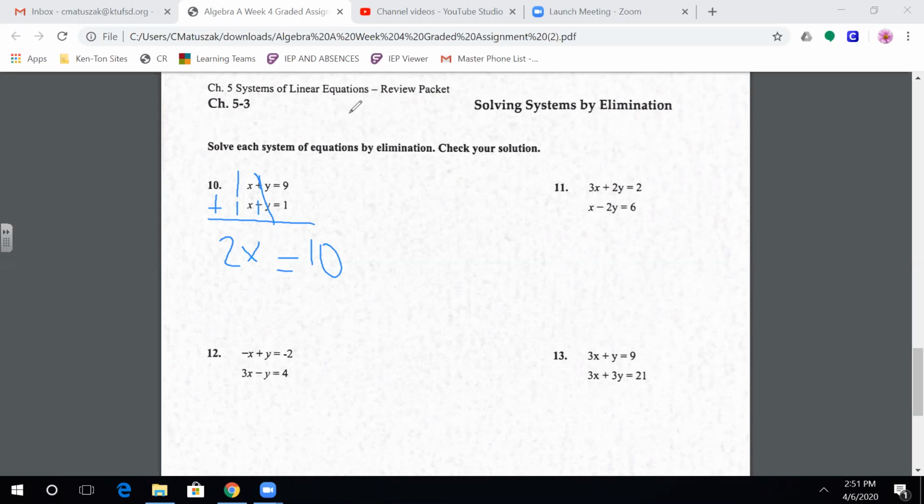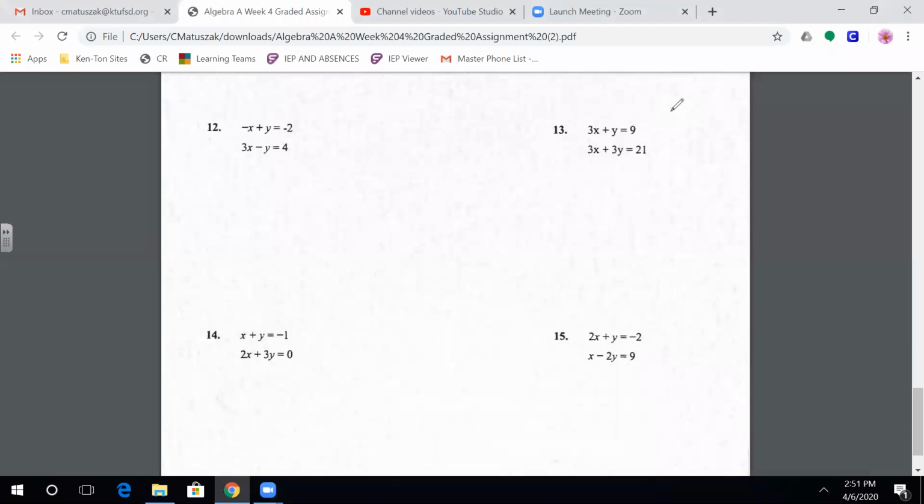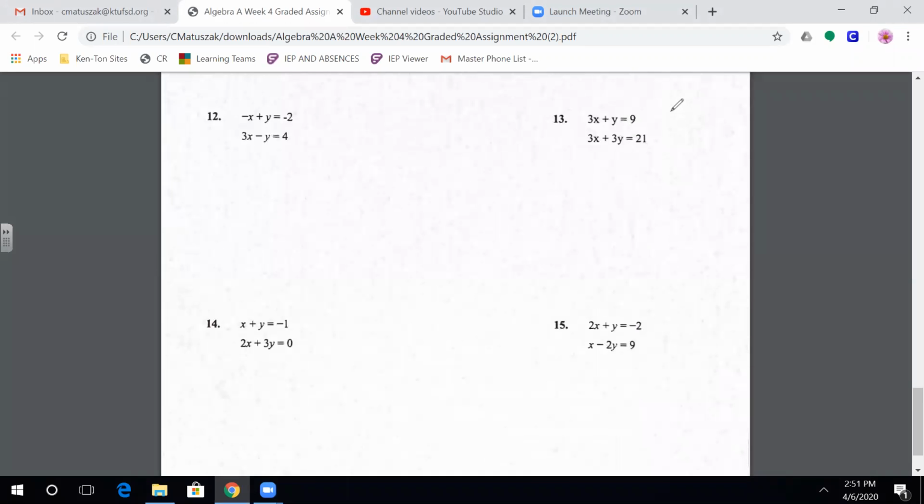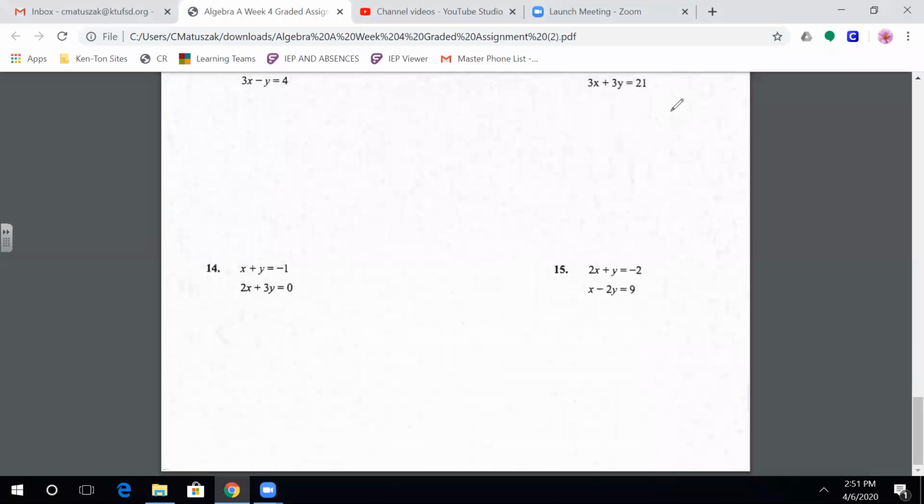If you continue on, 11 and 12 will be done in the exact same way, and they're already set up so that either the x's or y's will cancel out, which will then allow you to continue on and solve the problem easily. If we go on to 13 through 15, you have to figure out what to multiply them by in order for either the x's or y's to cancel out. So I'm going to skip down and do number 14 with you.